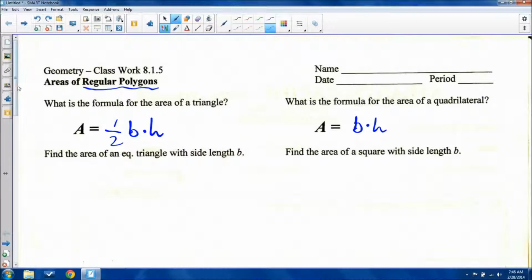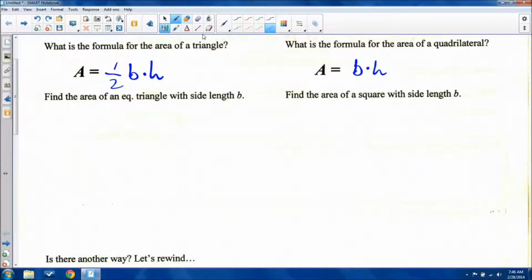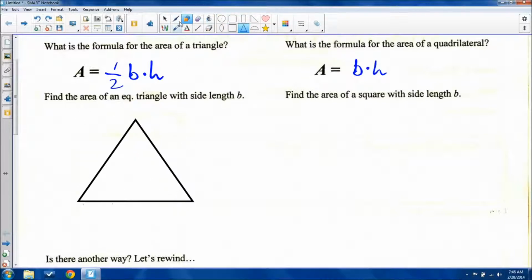Okay, find the area of an equilateral triangle with side length b. I'll go ahead and draw one for you to start. Let's assume that's equilateral. Okay, and side length is b, so if it's equilateral, all of them are actually b, but I'll use the bottom one and pretend like that's your base. That's actually pretty helpful if we do that. Now remember, the area of a triangle is 1/2 base times height. So it's important to figure out what the height is.